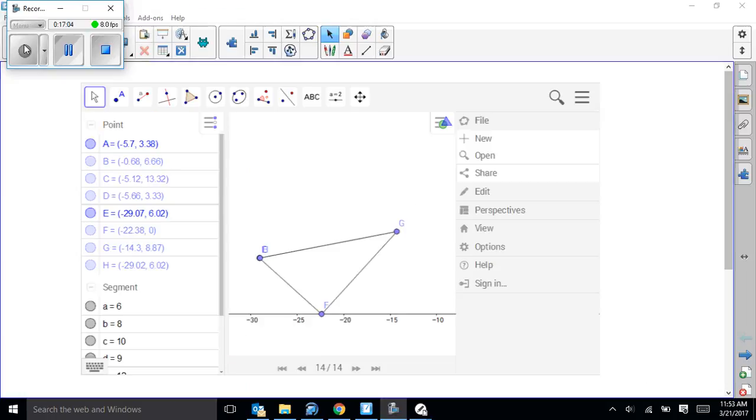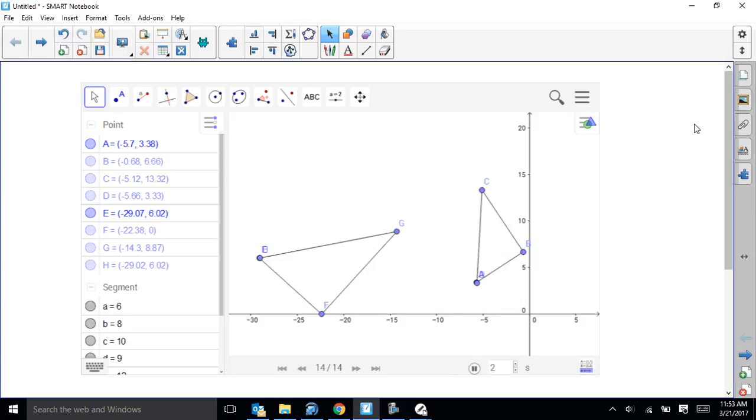So angle B and angle F are congruent, angle A and angle E are congruent, and C and G are congruent. And so since all of the corresponding angles are congruent and all of the sides are proportional, because they gave us proportional sides, what do we know about our two triangles? They're similar.